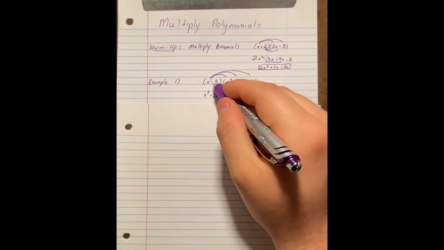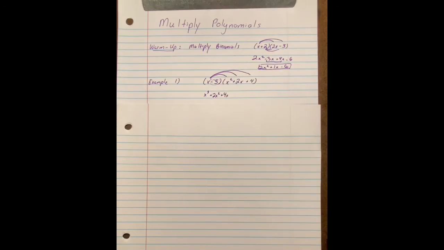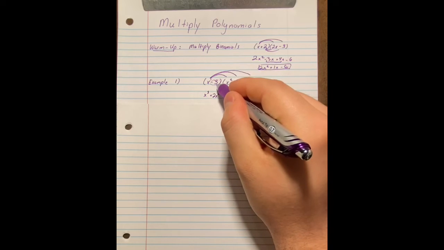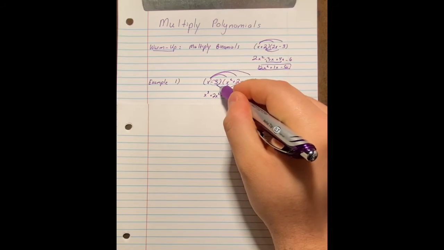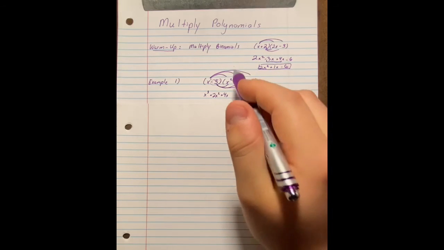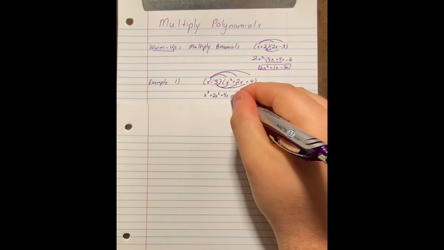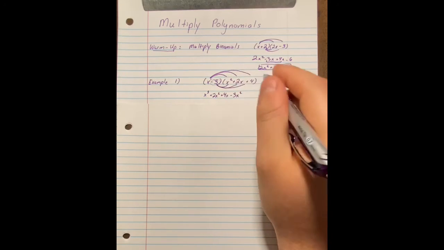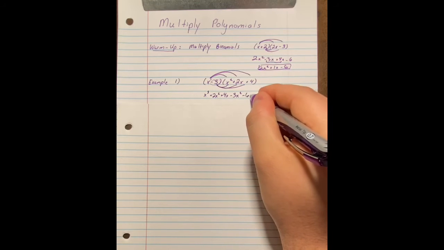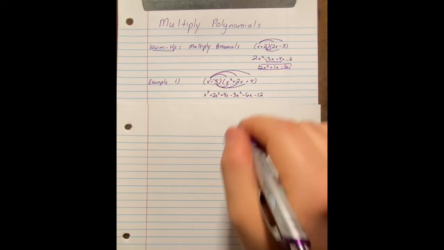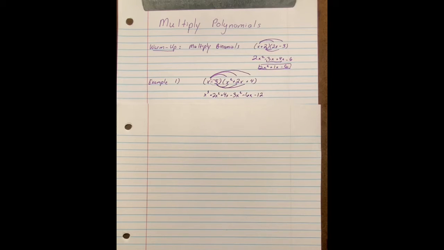Next, I'm going to distribute this negative 3. Remember that minus sign goes with it. So I'm going to do negative 3 times x squared, negative 3 times 2x, and negative 3 times 4. I'm going to distribute negative 3 to all of those. Negative 3 times x squared is minus 3x squared. Negative 3 times 2x is minus 6x. And negative 3 times 4 is negative 12. So I really did 6 multiplications here.